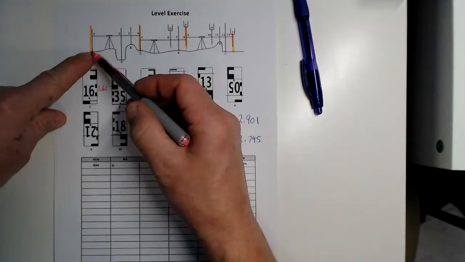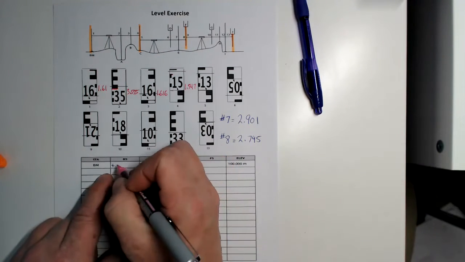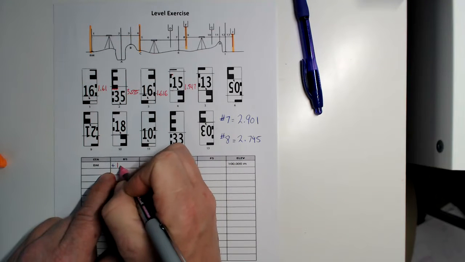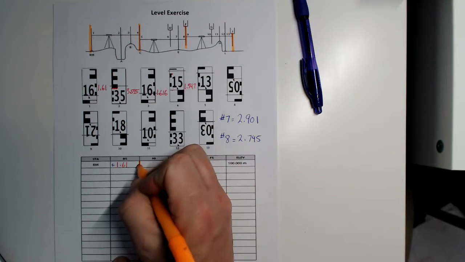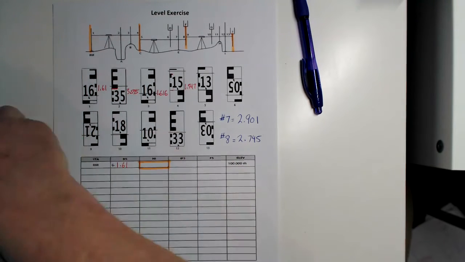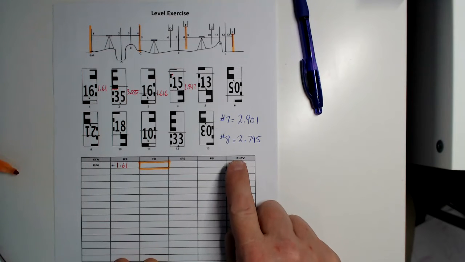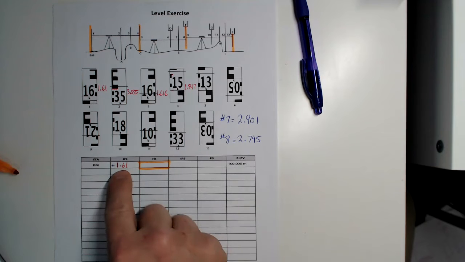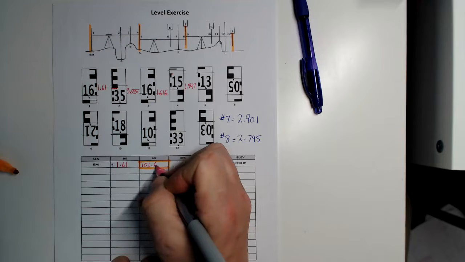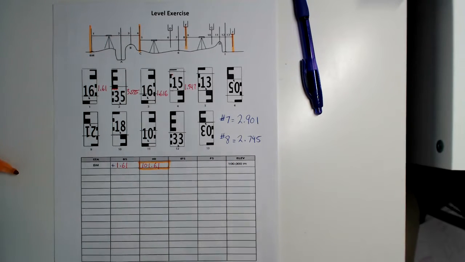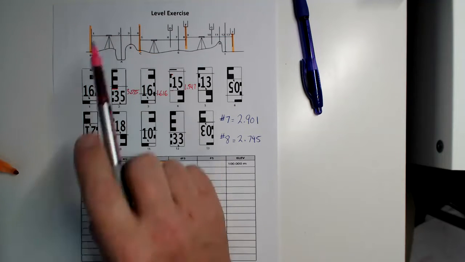So starting at our benchmark, we're moving up to calibrate the height of our instrument. So at benchmark, our first reading is a plus because we're moving up, and it's 1.61. Let's write down our height of instrument right away. The height of instrument is the elevation of the station that we're using for a backsight, which is our benchmark at 100, plus the backsight reading we just took. So height of instrument will be 101.61.